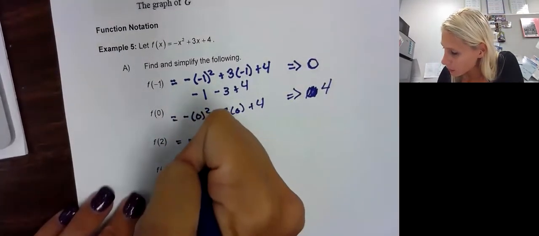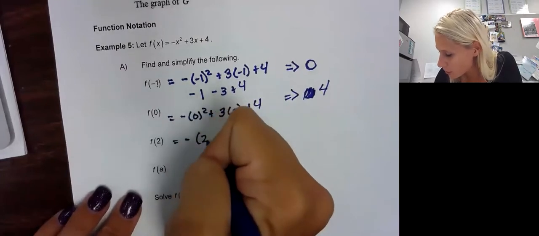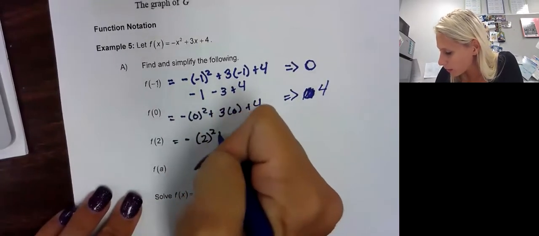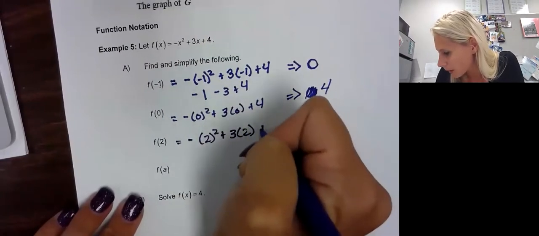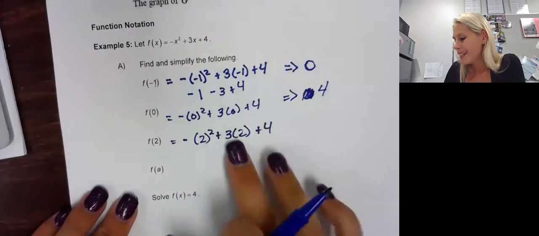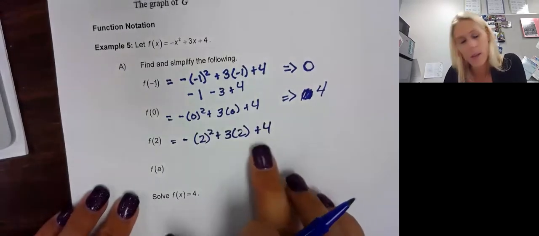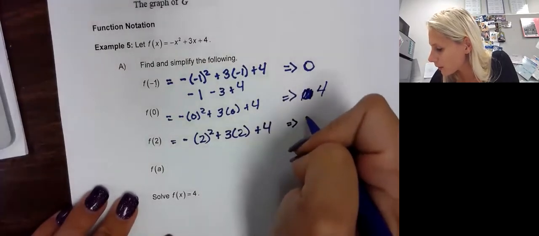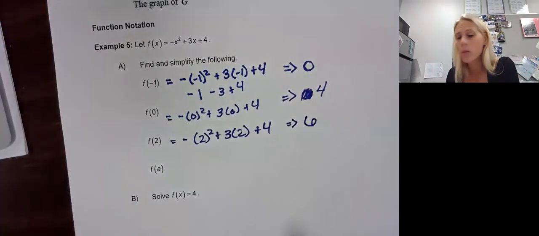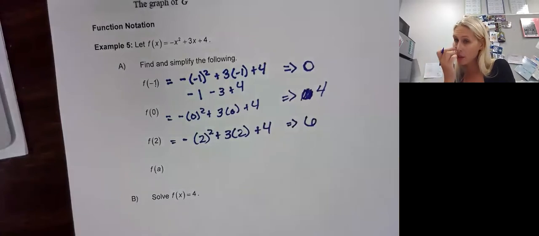So let's plug in that 2. So negative, and then 2 squared plus 3 times 2 plus 4. That's 10 minus 4 is 6. You guys can check my work with the calculator or in your head if you want. Tell me if I did something wrong.